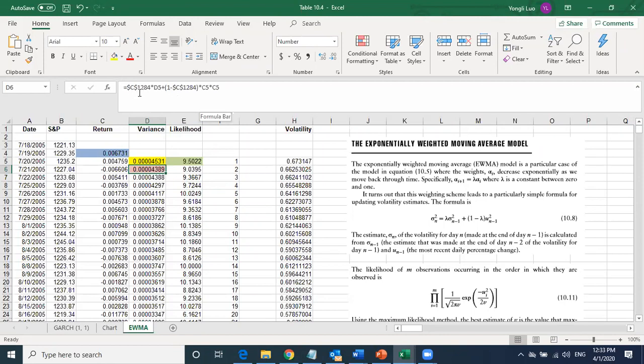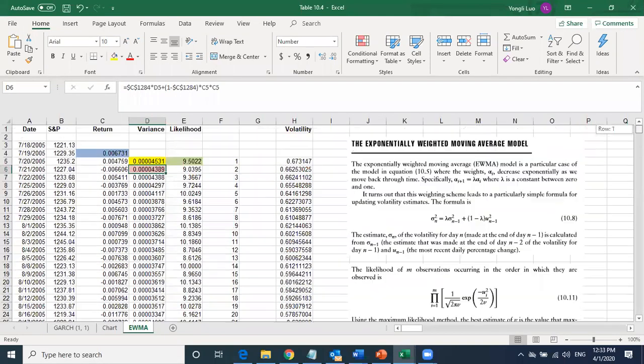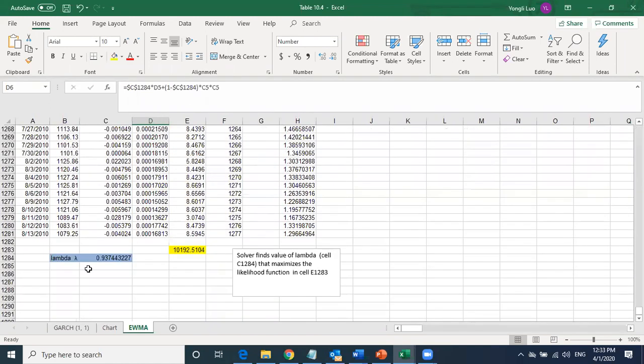The parameter we have is called lambda. We go back to C1284. So you only need one parameter, which is lambda, and this is 1 minus lambda times the previous return squared. So you have this variance with lambda and 1 minus lambda. And let's say we estimate the lambda. This is the number we need to estimate.